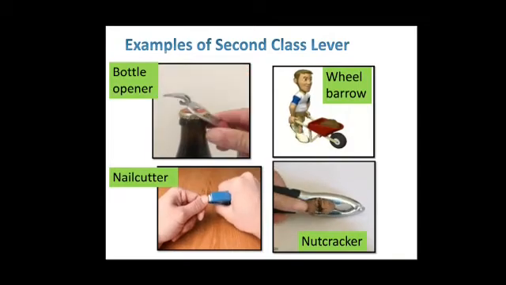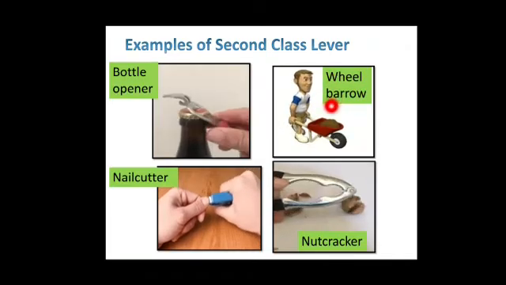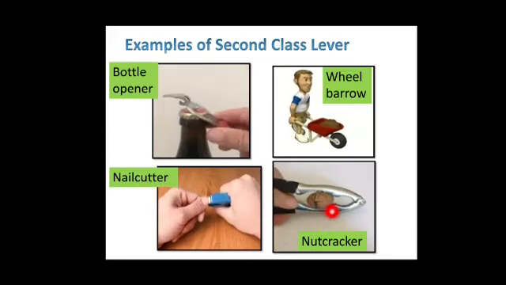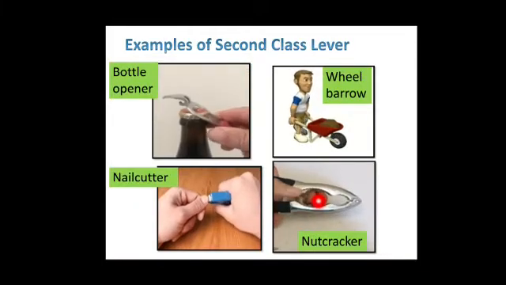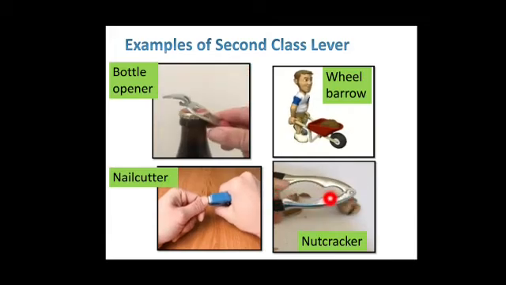You can see some examples of second class lever. So you can see here what is in the middle. Load is in the middle. Wheelbarrow, bottle opener, nail cutter, and nut cutter. In all of them, you can see that the load is in the middle, between the fulcrum and effort, right?